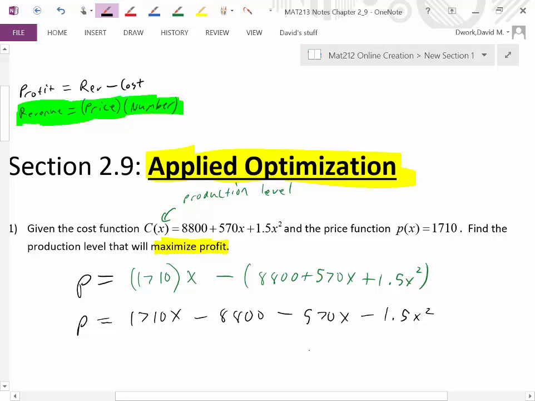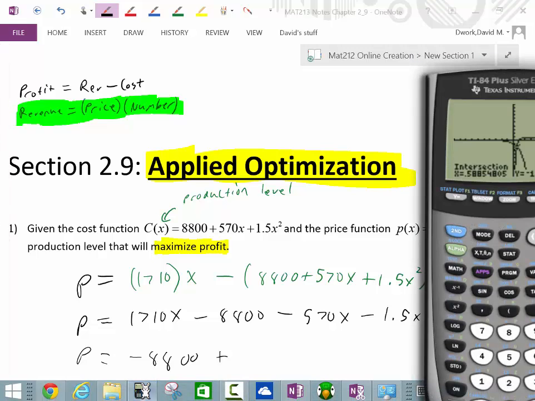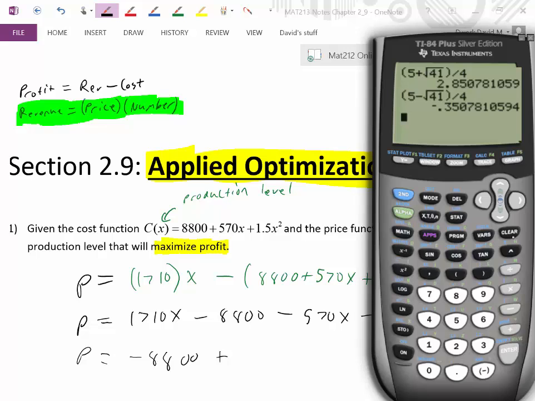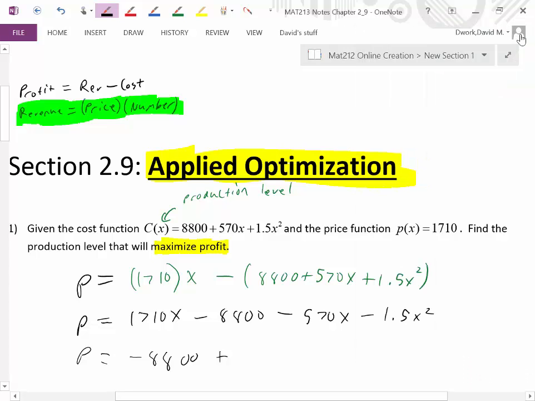1710x minus 50710x. So that's going to be what? Let's see, negative 8,800 plus. I'm too tired to do this in my head. I'm using the calculator. Don't tell anybody. Shh. All right. So let's see here. 1,710 minus 570. 1,140. Perfect.